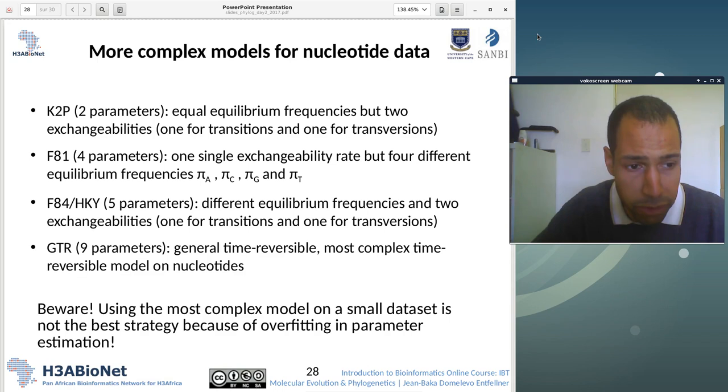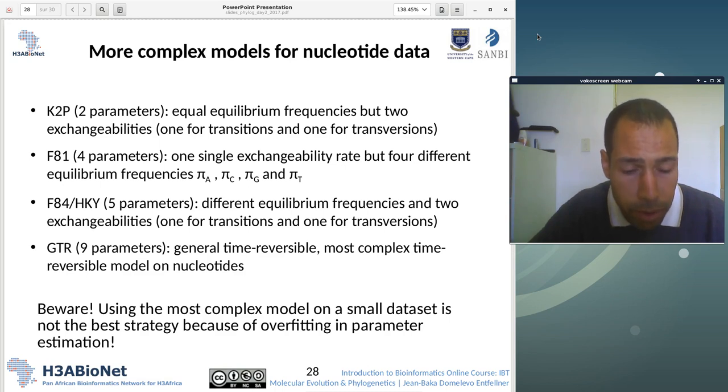F81 stands for Felsenstein. Joe Felsenstein is one of the big names in phylogeny, and he developed this model in 1981. This model F81 has 4 parameters. There is this time 1 single exchangeability rate, but 4 different equilibrium frequencies: A, C, G, and T. Now I say 4 parameters to mean 4 free parameters, because you know that the sum of pi A, pi C, pi G, and pi T is equal to 1. So there are only 3 free parameters, okay?